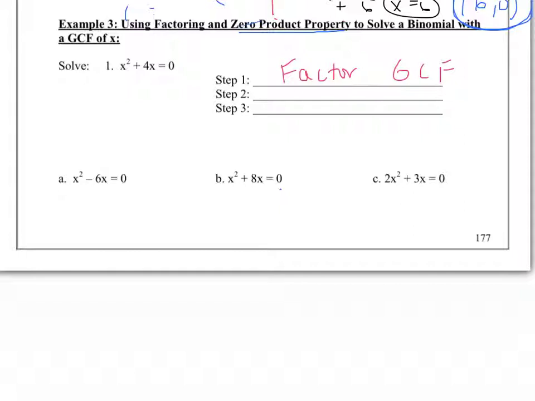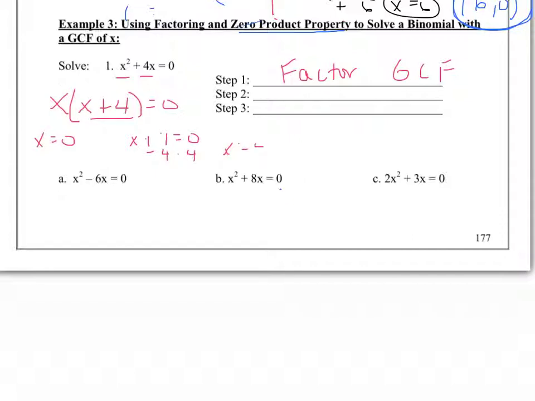I want to think about, what do x squared and 4x have in common? They both have an x. So if I take out the x, what I have left in the first term is x, and the second term is 4. You can always double check: x times x is x squared, and x times 4 is 4x. Now the next step is just to set each one equal to 0. The first term, x is equal to 0, and then the second one, x plus 4 is equal to 0.